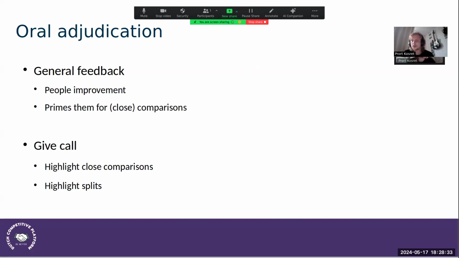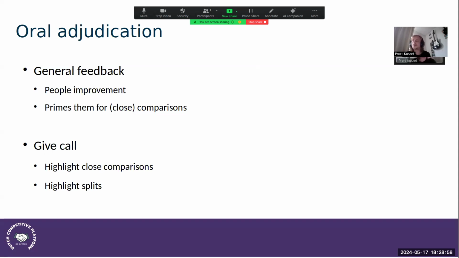So how do you structure this? I think, first of all, the best thing to do is to start with general feedback. The reason for this is some people just get salty if they take a third or fourth or even a second. And then they're not going to listen to the feedback because they're being salty. So you now just give teams the opportunity to improve by making them understand what you had problems with.